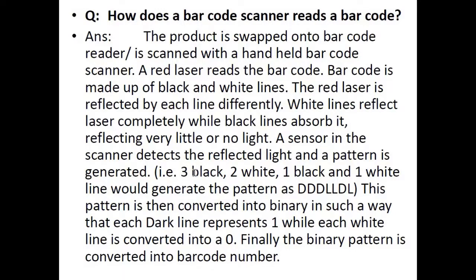For example, 3 black, 2 white, 1 black and 1 white line would generate the pattern as D, D, D, L, L, D, L, D for dark, L for light. This pattern is then converted into binary in such a way that each dark line represents a 1, whereas each white line is converted into a 0. So this would become 1, 1, 1, 0, 0, 1, 0. Fine, and whatever the binary pattern that is saved is then converted into a barcode number using binary to denary conversion.